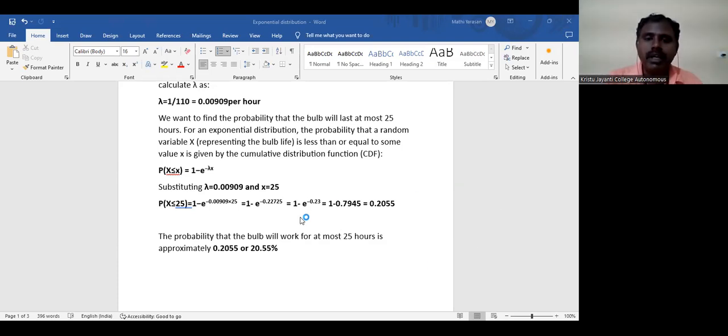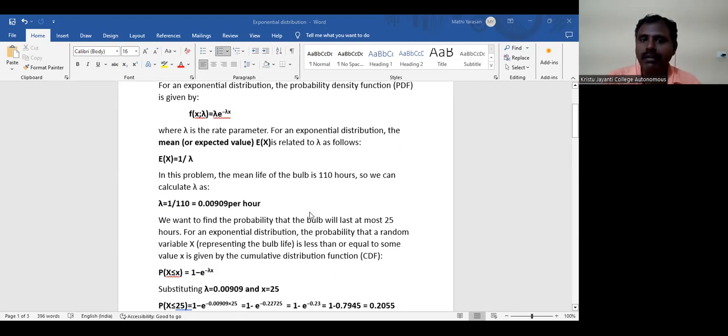Okay. So you will be getting it, rounded off, as minus 0.22725, which can be simplified into e to the power minus 0.23. Is it okay? Now you can see the e to the power minus 0.23 value is given in the question itself.